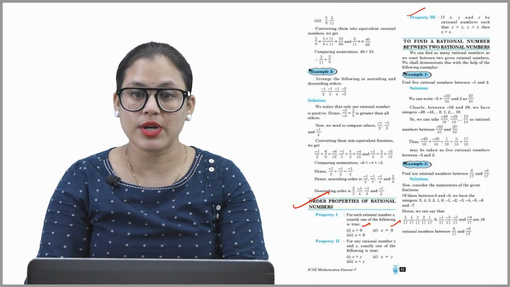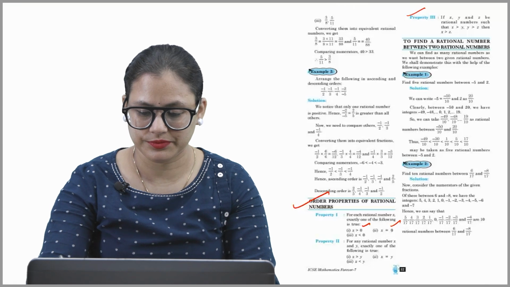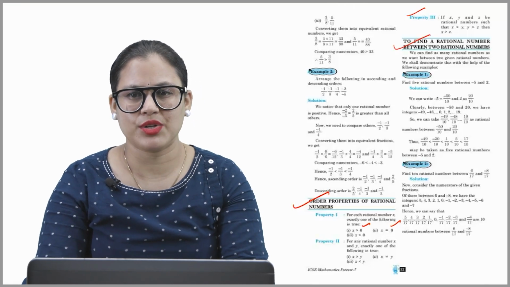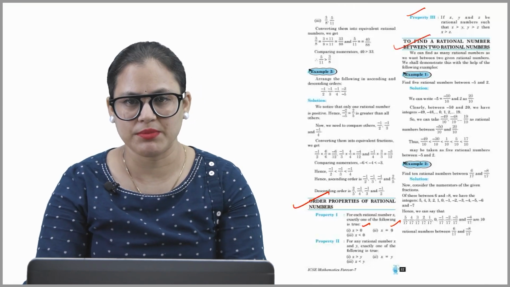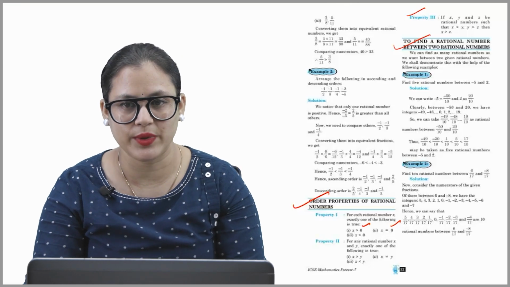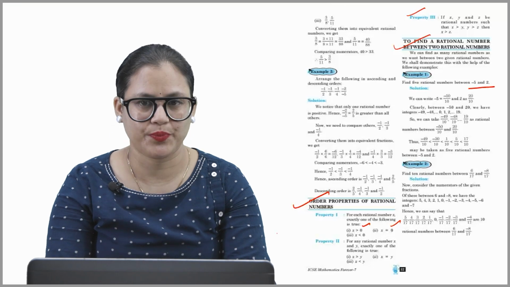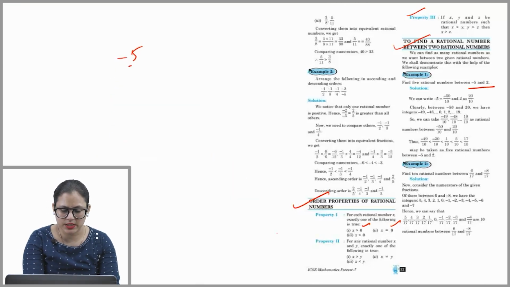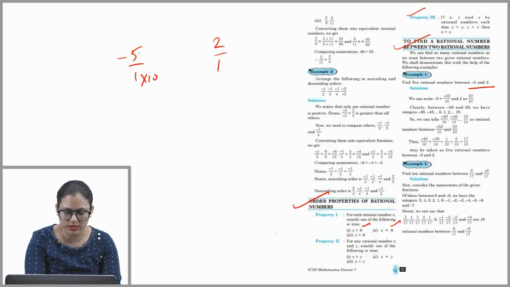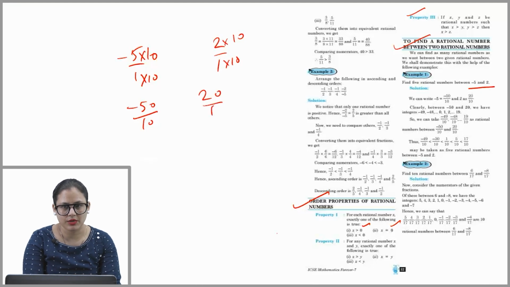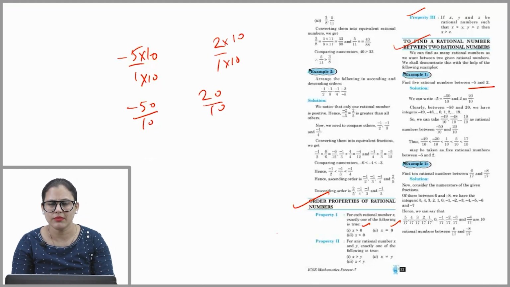Now, to find a rational number between two rational numbers, we can find as many rational numbers as we want between two given rational numbers. We shall demonstrate this with the help of the following example. We have to find 5 rational numbers between minus 5 and 2. So minus 5 we can write as minus 5 by 1, and 2 as 2 by 1. So make the denominator 10. Minus 50 by 10, we multiply by 10, and 20 by 10. Now you can write any 5 rational numbers between these two numbers.